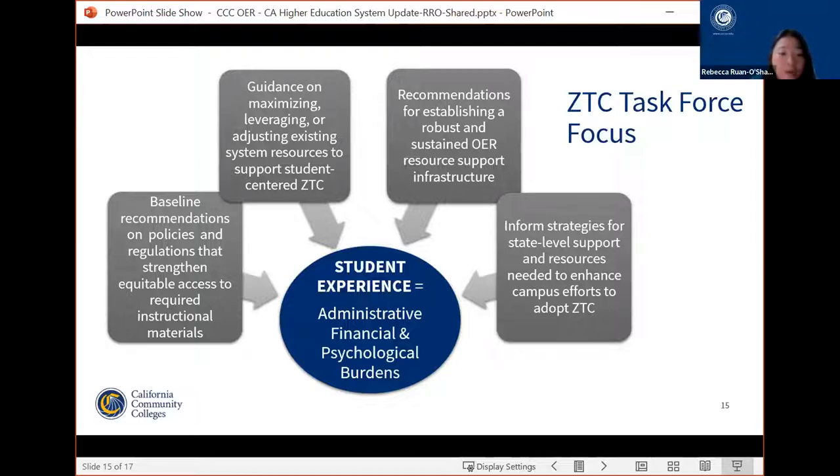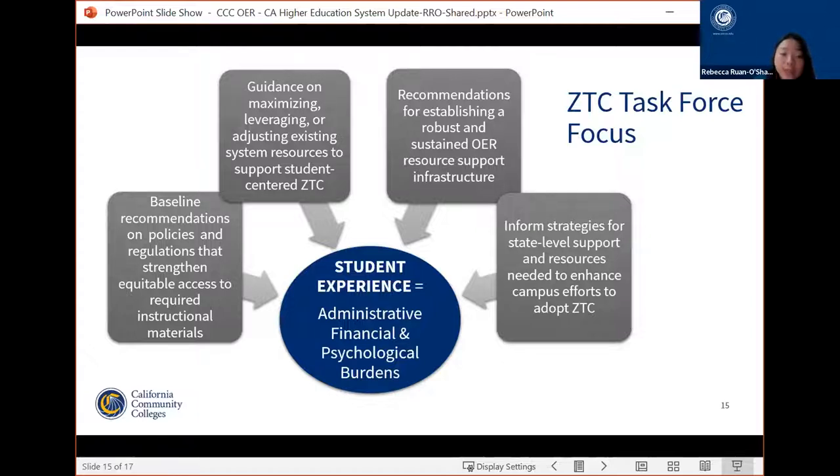And then the last bit of it is also, how do we really make sure that colleges are prioritizing ZTC as an effort? Because they're really seeing our student experience being hurt by the tremendous loads that students have to shoulder due to their lack of critical instructional materials. And it's important to mention that we really envision this to be cross-functional, because this really touches many system partners.